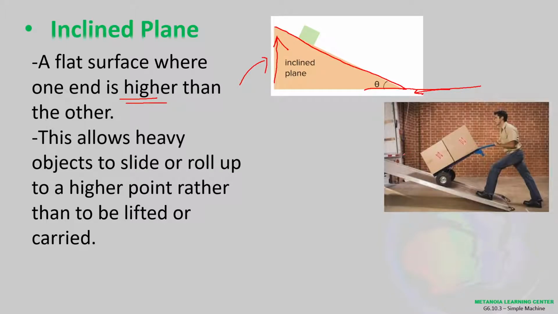For example, ito. There's a mini inclined plane. We call this a ramp. Sa mga hospitals, meron yan. Yan ang main use niya. So that it will be easier for this person to push this load of boxes up to the truck with the use of a ramp or an inclined plane, specifically a ramp.